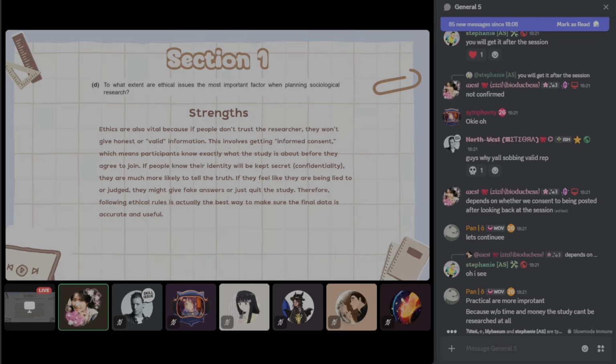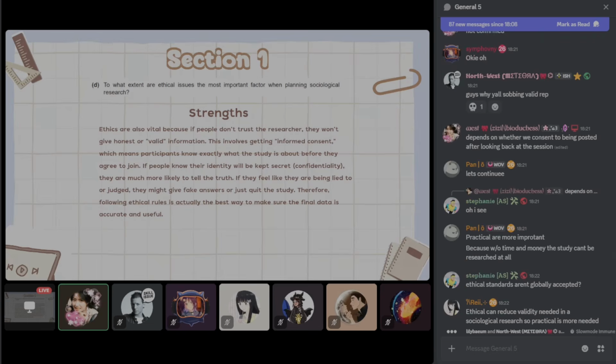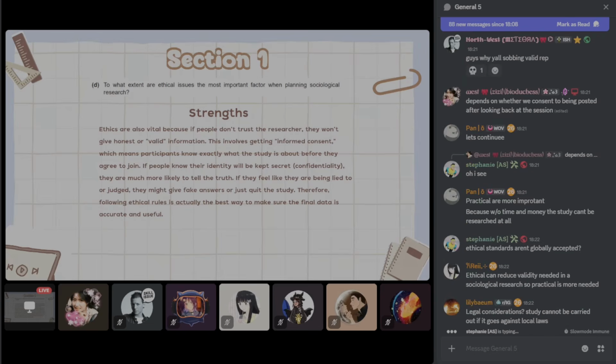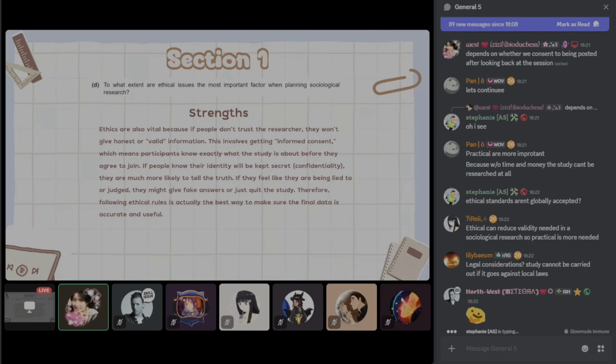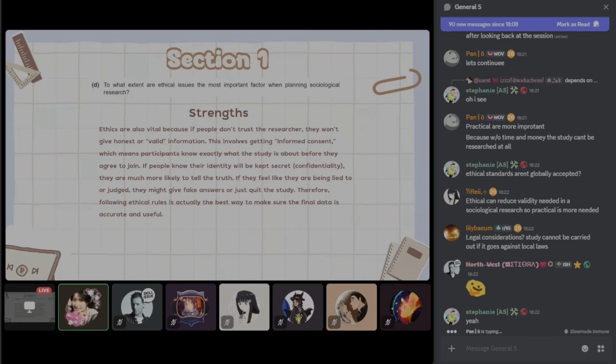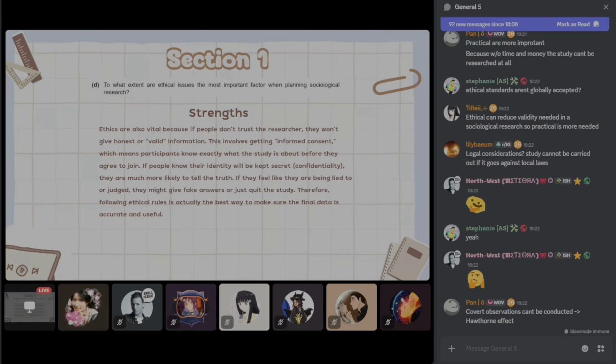Let's see other answers. Ethical standards aren't globally accepted. Wait, you have a point because ethical standards actually are different depending on country. But there's also like a generalized one in society, of course, like bullying. Ethical can reduce validity needed in a sociological research, so practical is more needed. Legal considerations. Study cannot be carried out if it goes against laws. Okay.